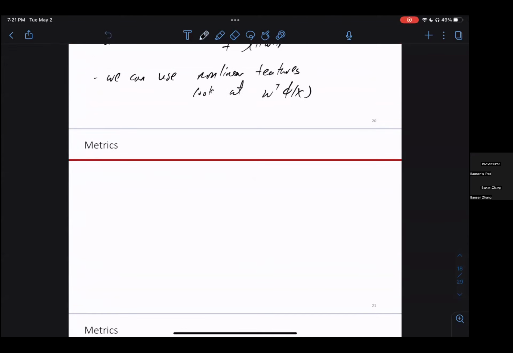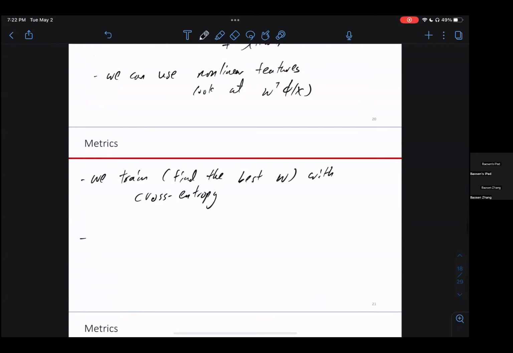So we train, we find the best W with cross entropy. We don't normally report the value of the loss. It's very hard to interpret. So we want some easier to interpret metrics, so you're communicating.